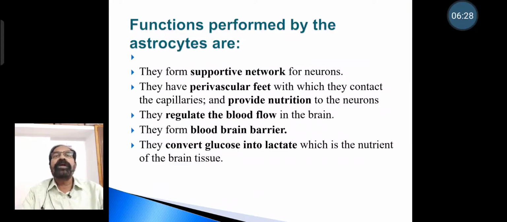Coming to functions performed by astrocytes, they form supportive network for neurons. They have perivascular feet with which they contact the capillaries, blood vessels, blood capillaries, and provide nutrition to the neurons. So they do regulate the blood flow to the brain. They form blood-brain barrier. They convert glucose into lactate, which is the nutrient of the brain tissue.